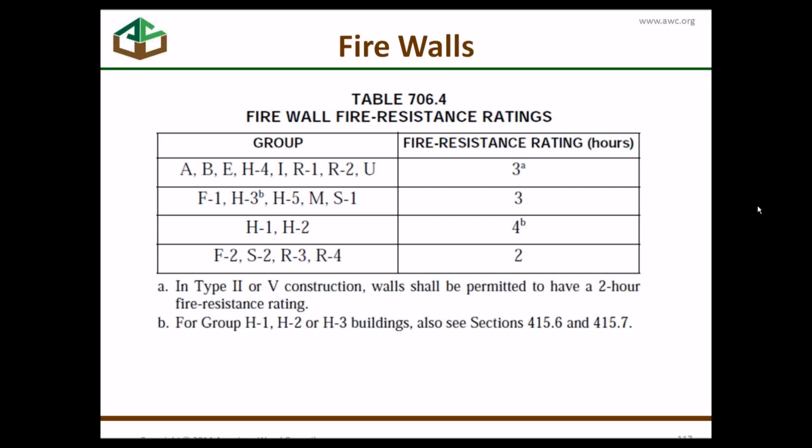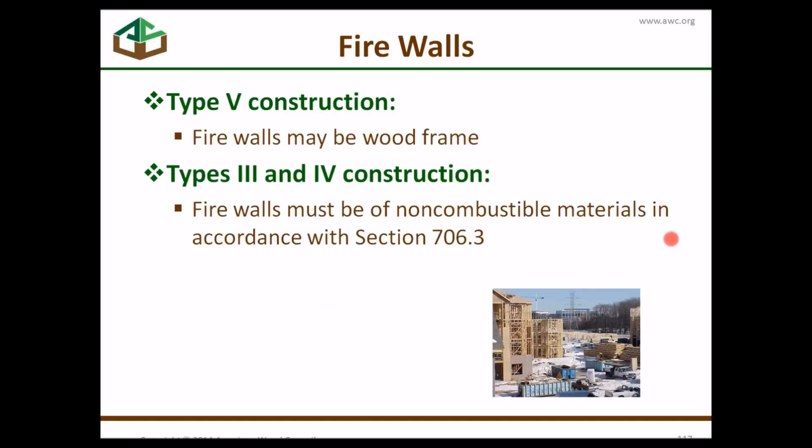Here's the table out of the code book that governs the rating of a firewall. You typically get to go down for 2 hours for these main use groups here. You go down 2 hours according to the footnote in types 2 or 5 construction.